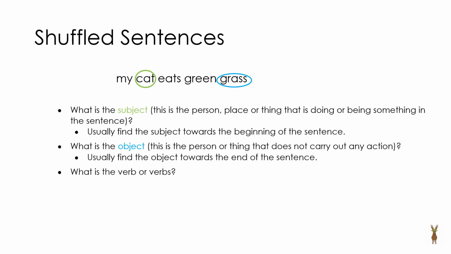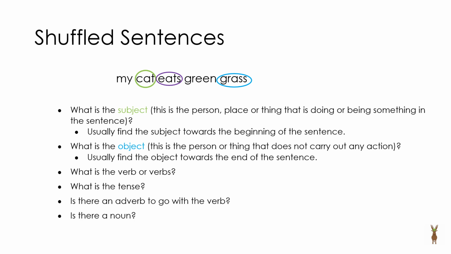Work out what the verb or verbs are. Eats is the verb, the doing word. Work out what tense is being used. Eats is in the present tense. Is there an adverb to go with the verb? Not in this sentence. Is there a noun? Grass and cat are both nouns. Adjectives to describe the noun. Green is the adjective as it describes the grass. You don't need to think about all of these for every sentence all of the time because it will take too long. Also consider whether there are pairs of words that you know tend to go together.